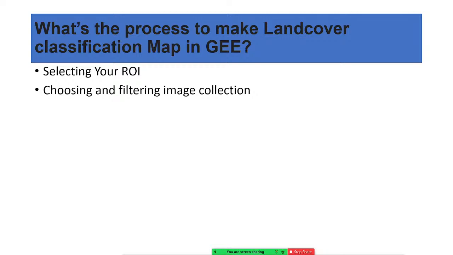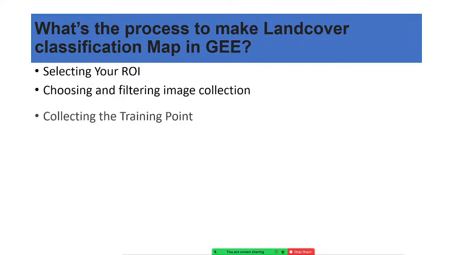In previous classes I also completed the part on filtering Landsat imagery, and today I will also show you how you can easily filter Sentinel imagery. Okay, and this is our part. So when you make the land cover classification map you need to choose and filter your image collection.